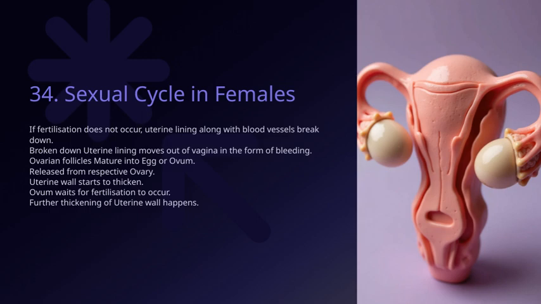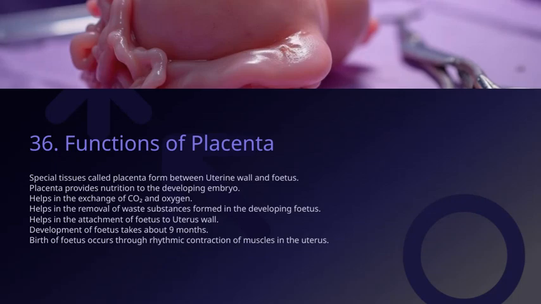This cycle, which we're discussing here, is a fundamental part of the female reproductive system and highlights the intricate coordination between the ovaries and uterus. Now, let's talk about the placenta, which is a special tissue that forms between the uterine wall and the developing fetus. The placenta plays a crucial role in supporting the growth of the baby.